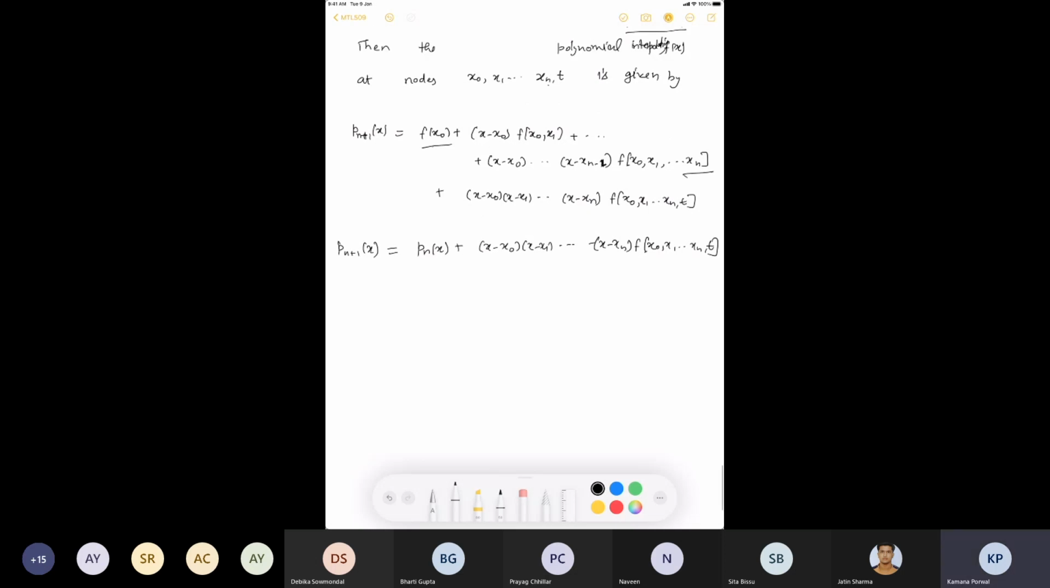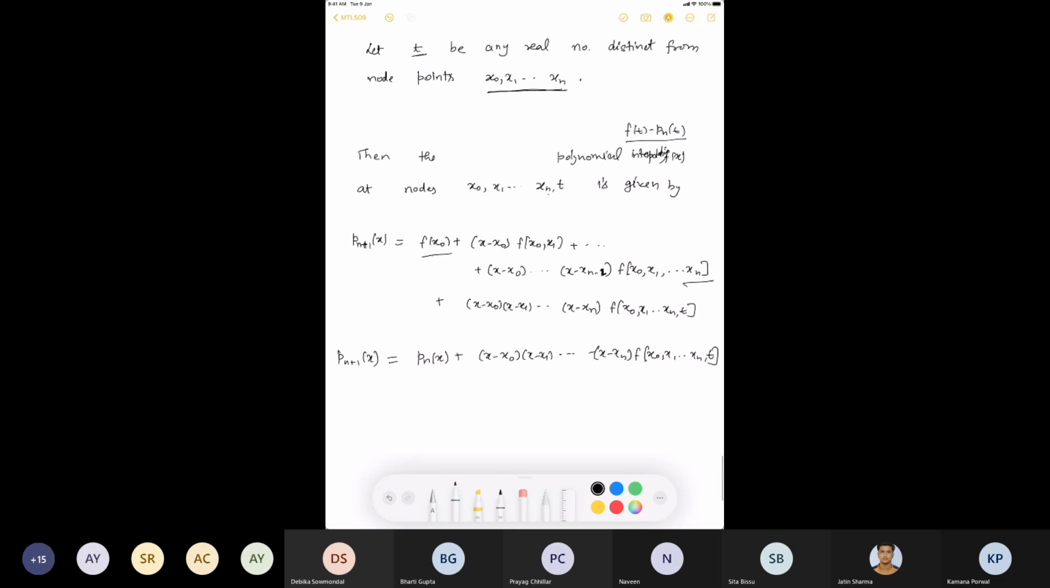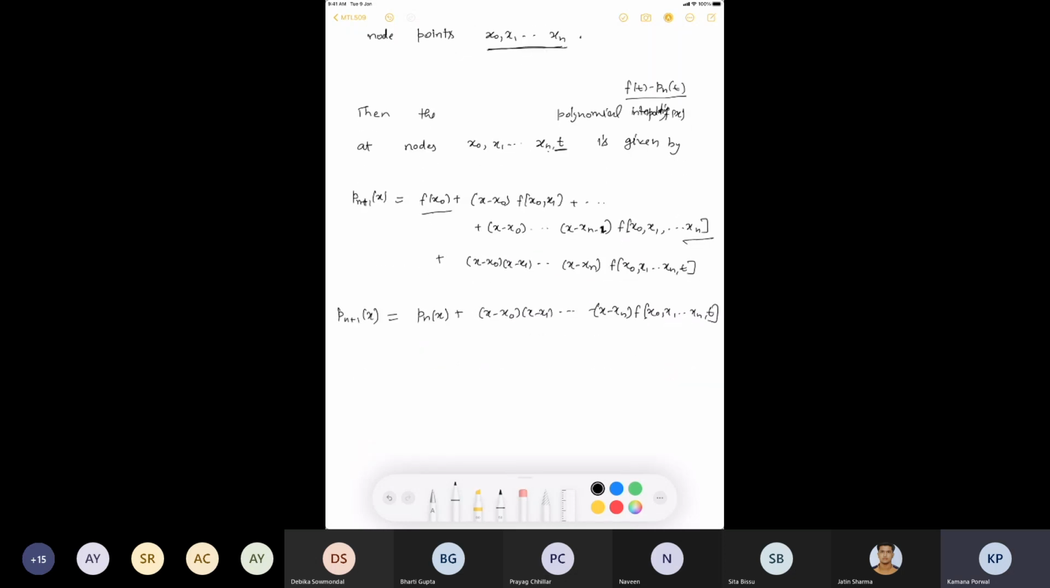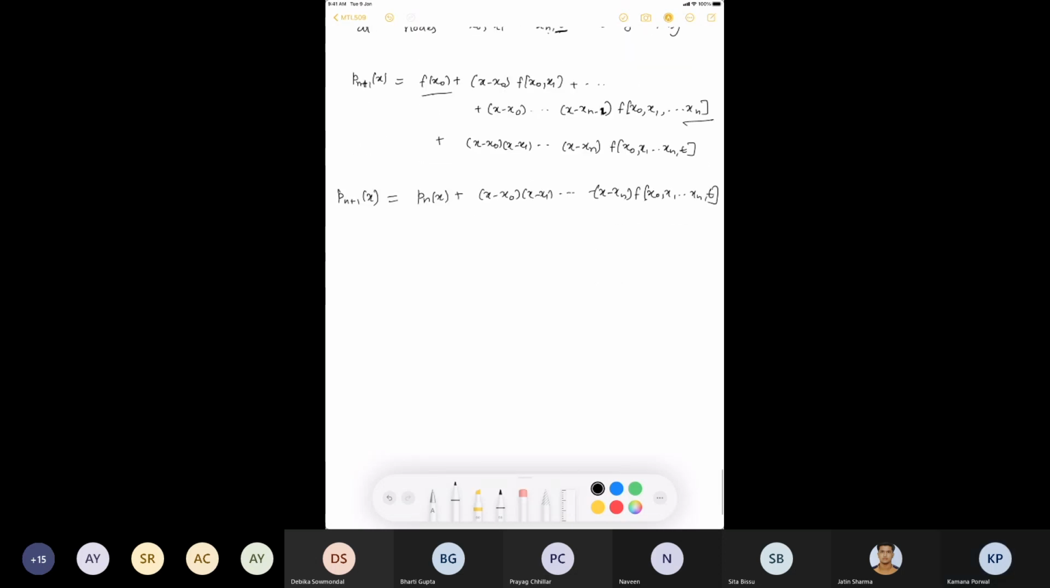Now, what is the property I have for this Pn plus 1? That this interpolates f(x) at the node t also, right? So this means that I have Pn plus 1 evaluated at x equal to t. What is this going to be?